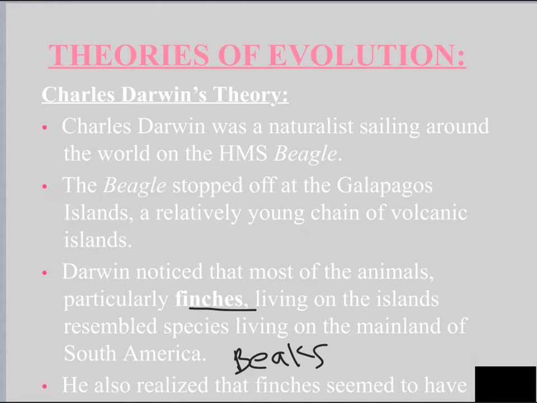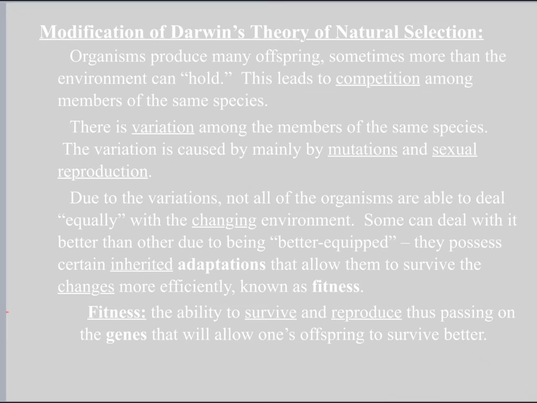So what he surmised from that was that based on the area that those finches were living in, there were certain beaks that were favorable to that particular spot, and those particular finches survived, passed those genes on, and eventually they all became separate species. So those finches could no longer reproduce together. They actually became different things altogether. So how does this happen?